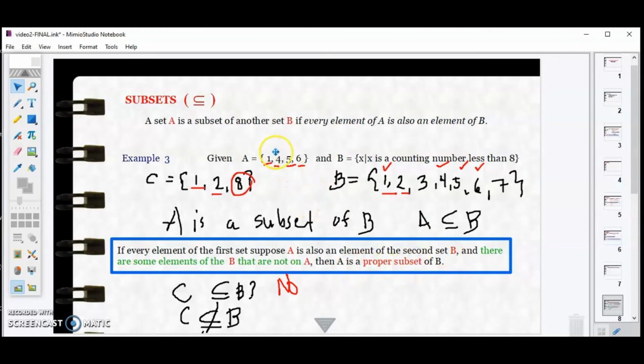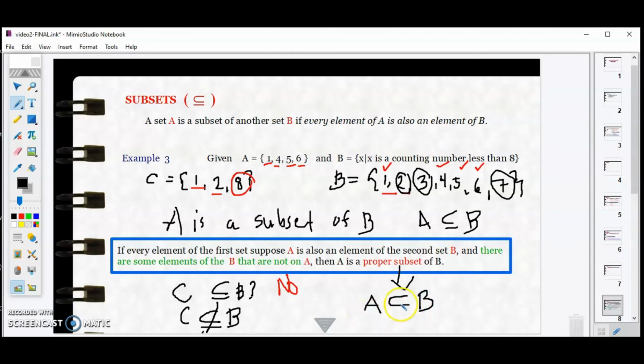So, pansinin nyo yung A dito at B. Diba? You will notice that these 2, 3, and 7 are elements of B na wala kay A. Pero lahat ng na kay A ay elements din ni B. Okay? So, aside from saying that A is a subset of B, we could also say that A is a proper subset of B. Ano namang symbol natin pag proper subset? Tatanggalin lang natin yung line under the C-like figure, and then we have the name of the other set.